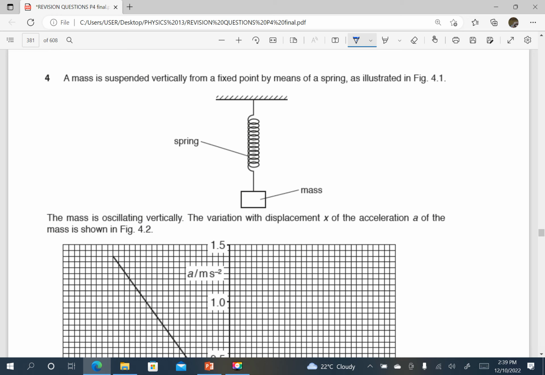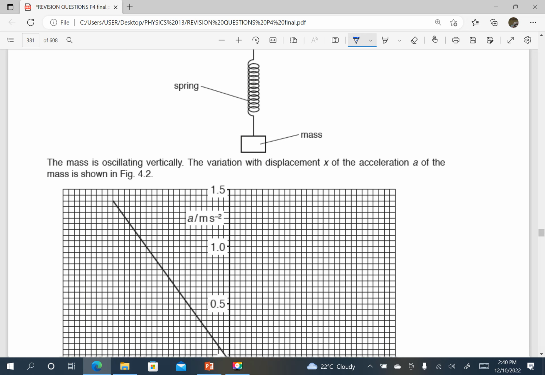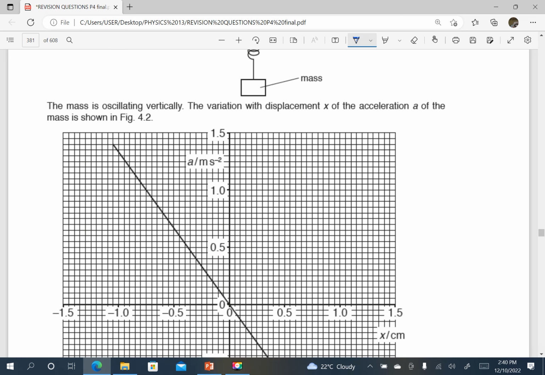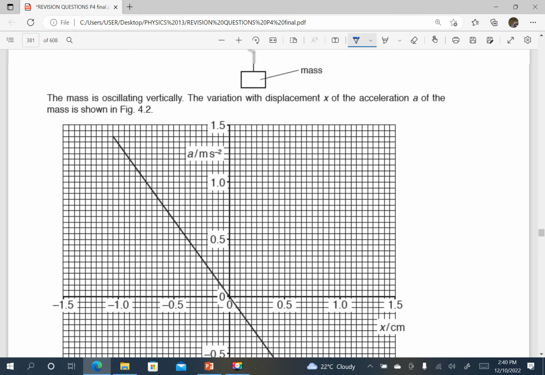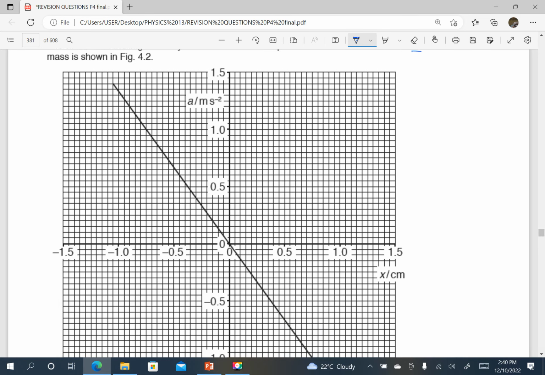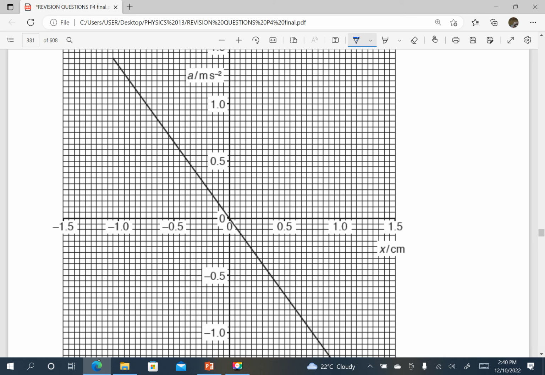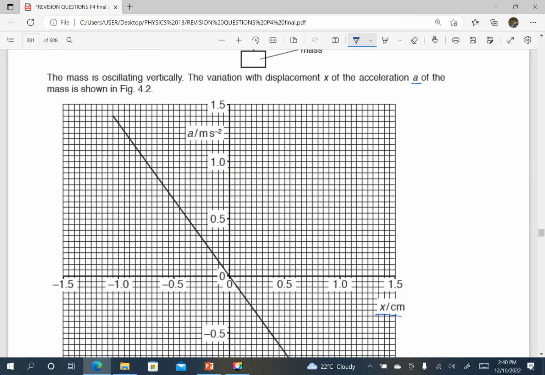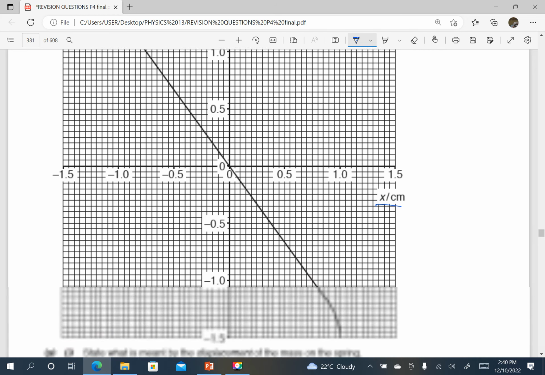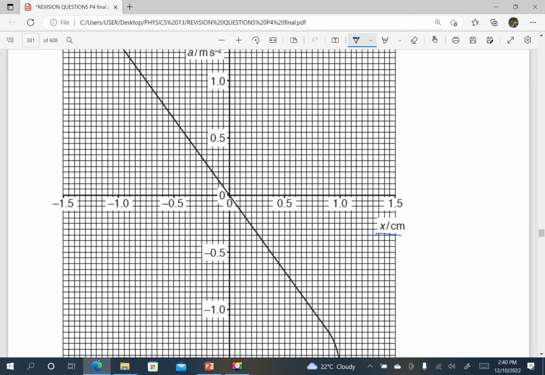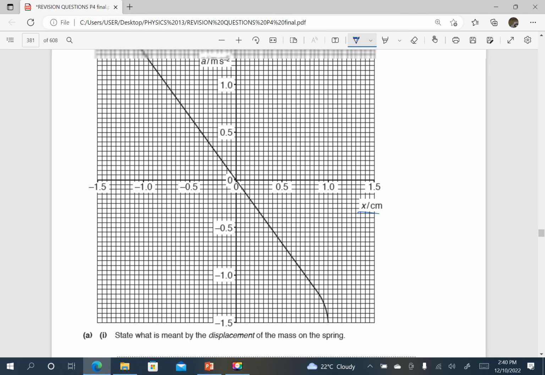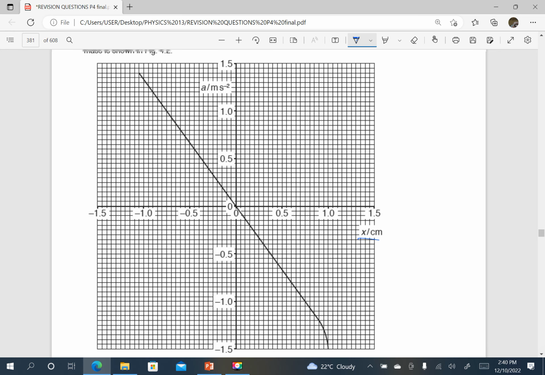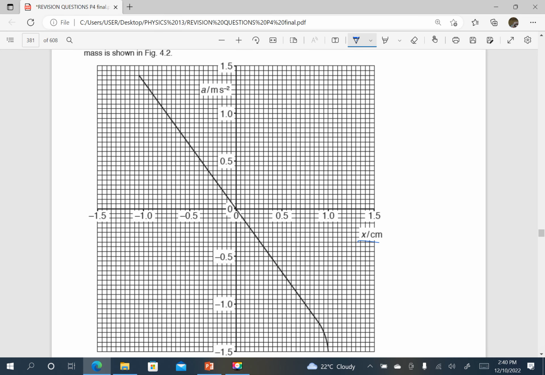A mass is suspended vertically from a fixed point by means of a spring, as illustrated here. The mass is oscillating vertically. The variation with the displacement x of the acceleration a of the mass is shown. So this is a graph of acceleration against displacement. Let me reduce the size so that it fits on one page. Okay, so we can look at the graph.